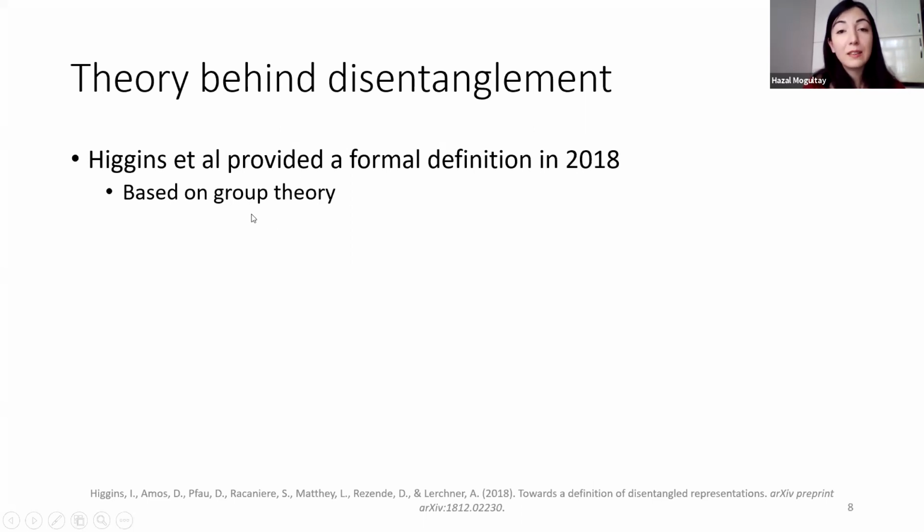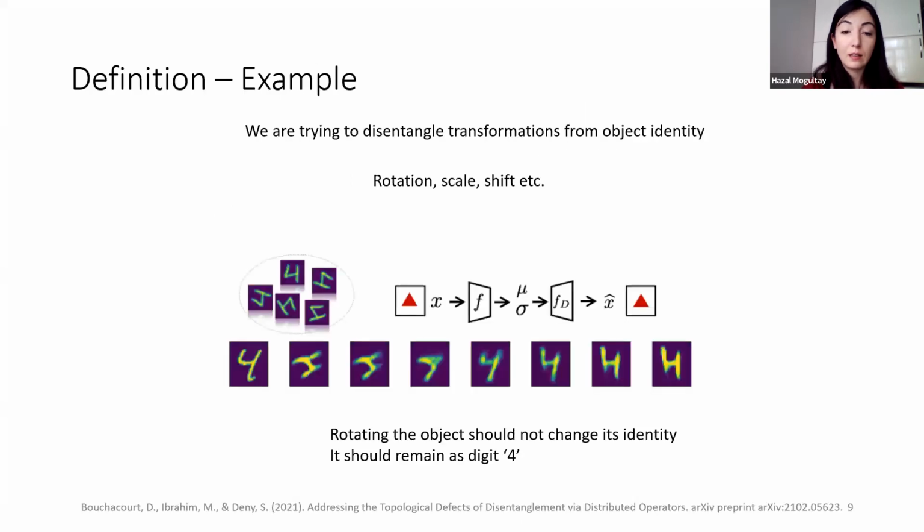I will not go into the details, but I will talk about a more recent paper that also provides a formal definition of disentanglement. This paper is called Addressing the Topological Defects of Disentanglement. Before going into the definition, I would like to consider disentanglement. And while I'm defining disentanglement, you can check on this example.